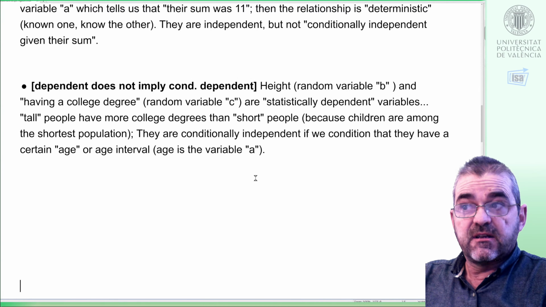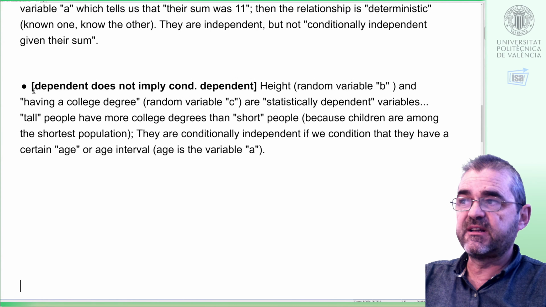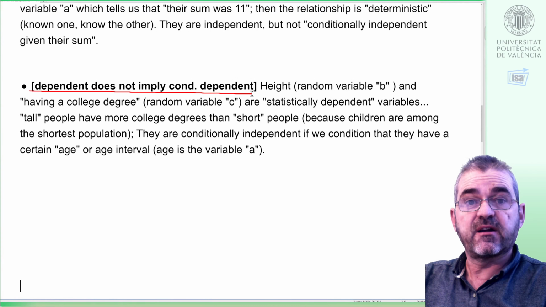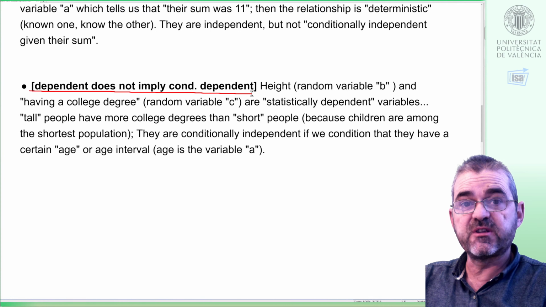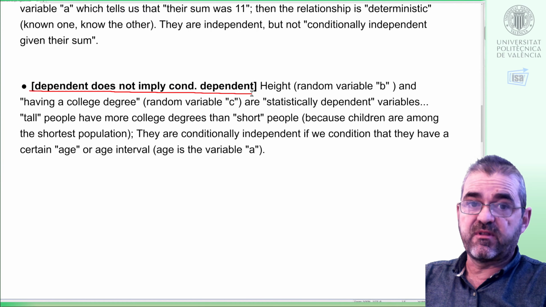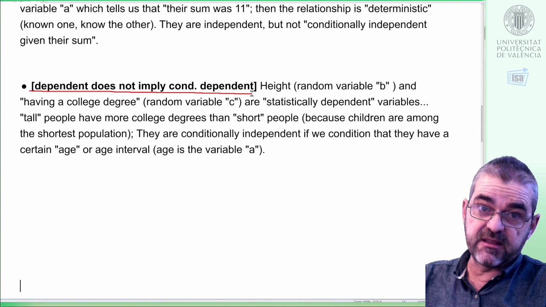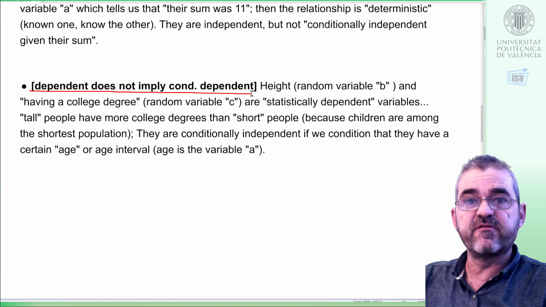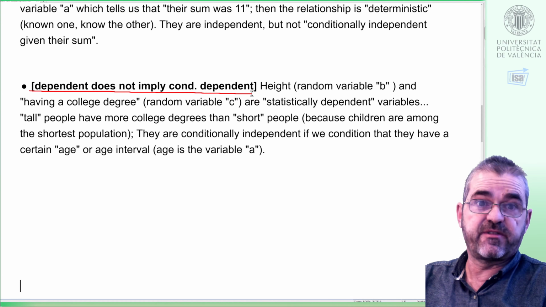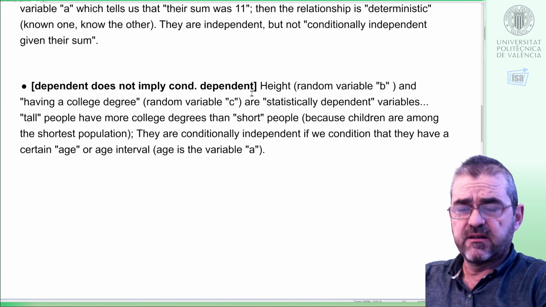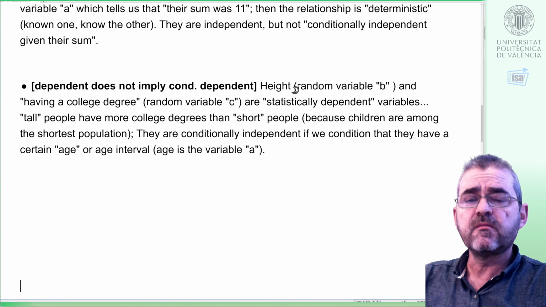Let us now discuss a last example. This is similar to the car. In the car we had 2 dependent variables. There was correlation between power and speed tickets, but they were conditionally independent given some extra piece of information. Then this is another case of the same phenomenon. Let's go on with this example.